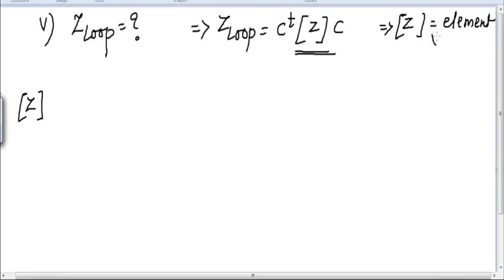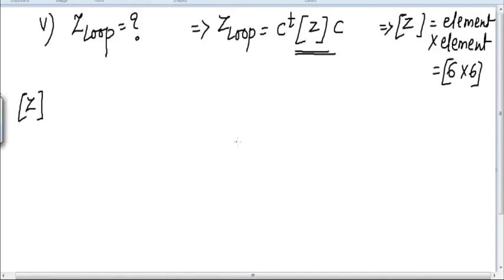So Z matrix is an element by element matrix. In this case, what is the total number of elements? In this case, the total number of elements is 6. So this Z matrix will be a 6 by 6 matrix. Okay. This Z matrix will be a 6 by 6 matrix.